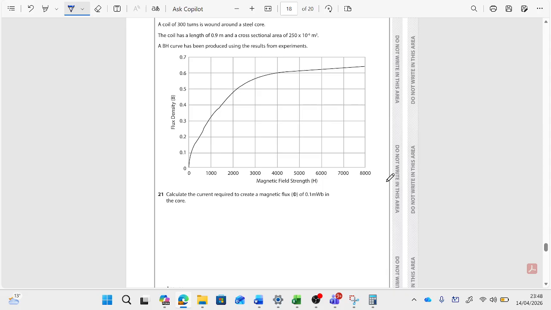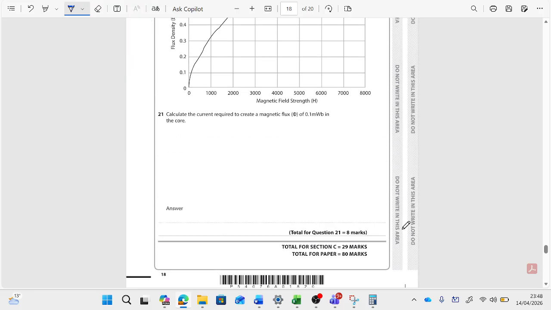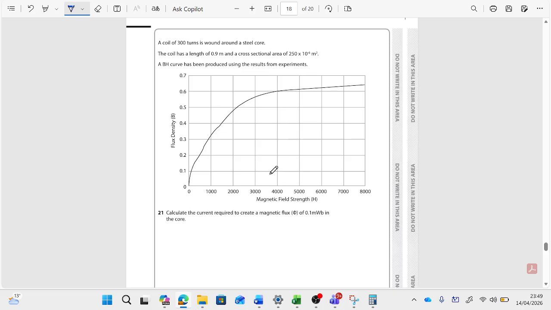So let's have a look at this. It's the last question, worth 8 marks. That's the only space they give you to work out the answer: the current required to create a magnetic flux of 0.1 milliweber in the core. So let's get our formula sheets ready first.